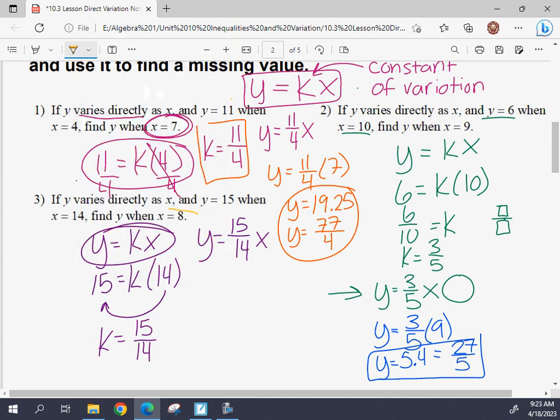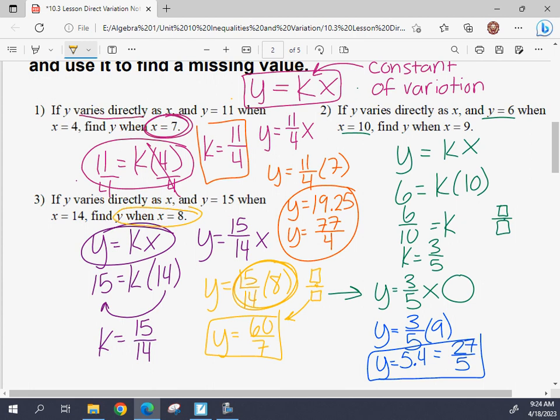And so here we want to know, hey, what is y when x is 8? And so we're going to do 15 over 14 times 8. And we do get sort of a nasty decimal, so I'm going to turn that into a fraction. And the simplest that fraction gets is 60 over 7. So again, you can put this into Desmos, get a nasty decimal, and then press this button on Desmos, and it will give you the simplified fraction.